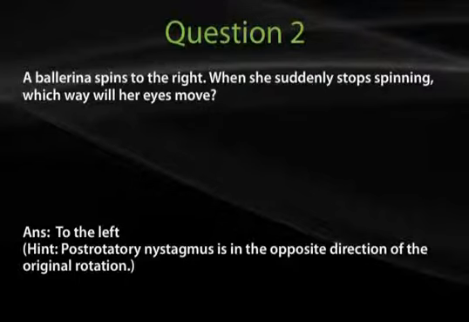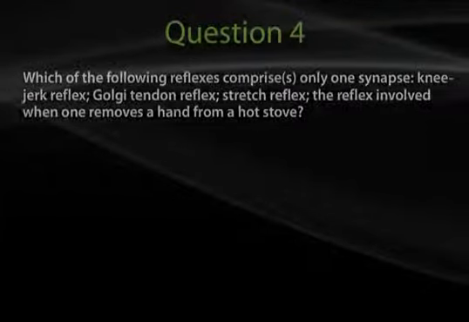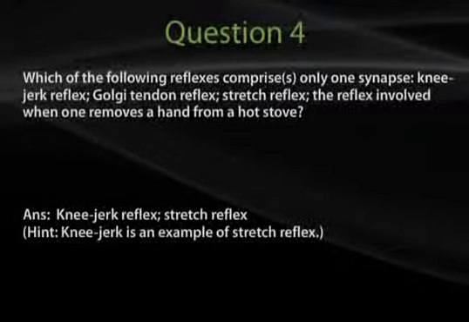Hint: post-rotatory nystagmus is in the opposite direction of the original rotation. Question 3. How many motor neurons are in a motor unit? Answer: 1. Question 4. Which of the following reflexes comprise only one synapse? Knee-jerk reflex, Golgi tendon reflex, stretch reflex, the reflex involved when one removes a hand from a hot stove. Answer: knee-jerk reflex, the stretch reflex.